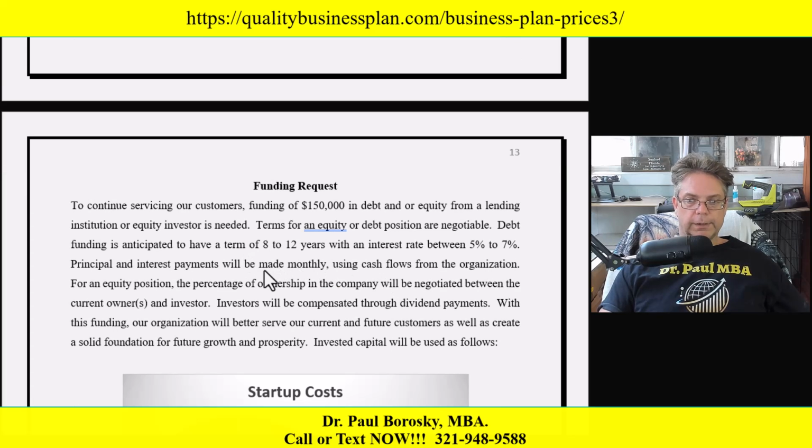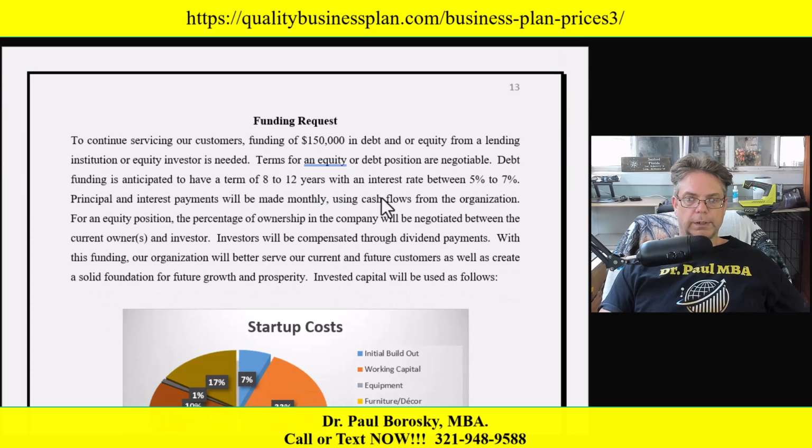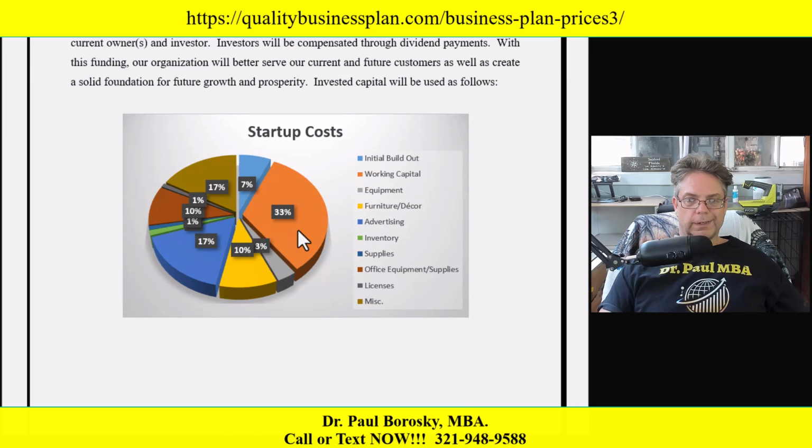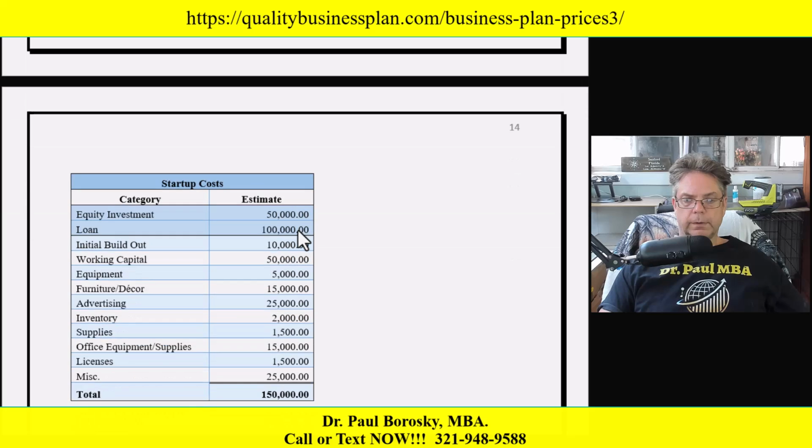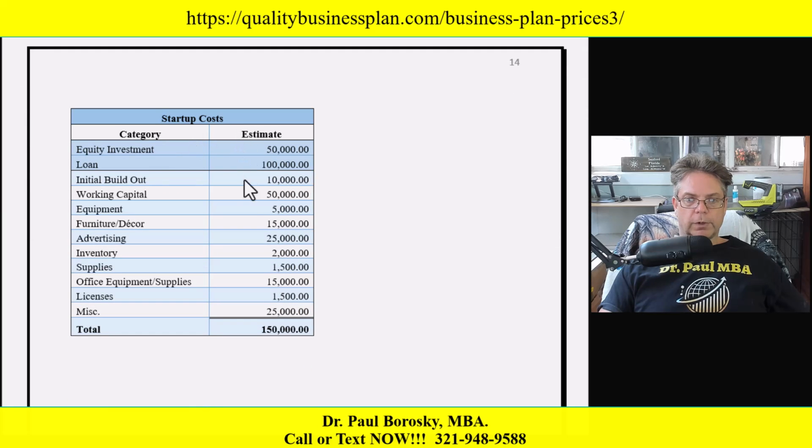How much money do you need to get this party started? Nice little chart right here. We'll talk about whether it's debt or equity you're going to need to get this party started, like I said, or to expand your business. And then we'll also go ahead and put your startup cost here.